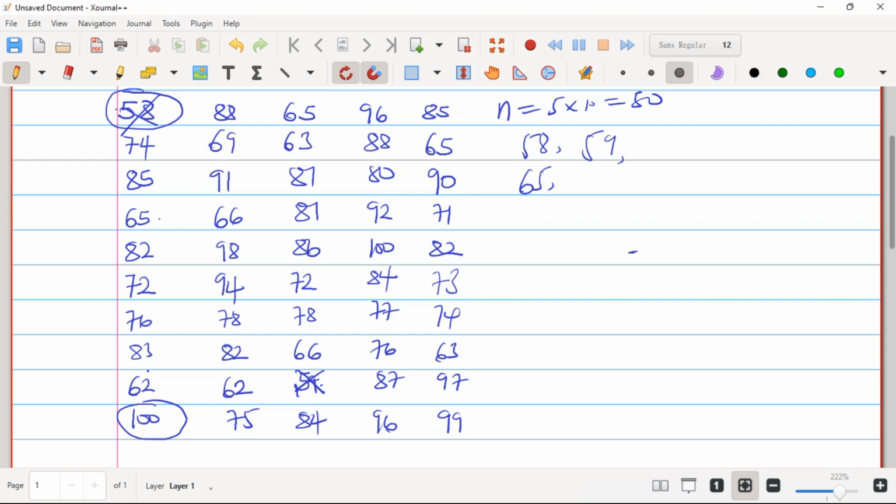So we have 65 here, and then we have our 62 here. 65 and 62 are out of the data. Let's come here. If you get another in the 60s, we have 69. So 69 too is out of the data. We have 66 here. 66 is also out of the data.